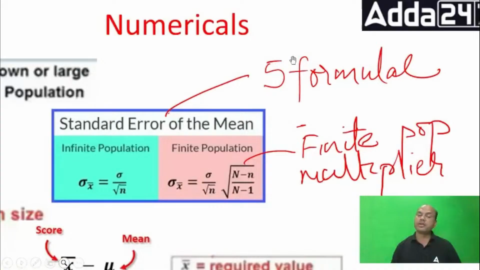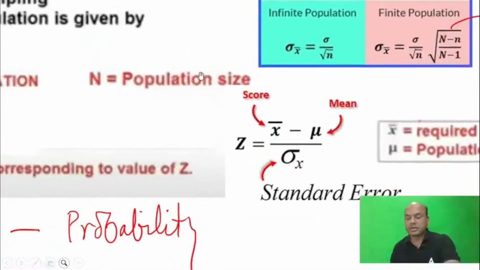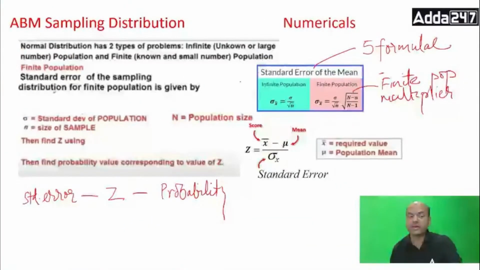There are five formulae for standard error. Kindly note, there are five formulae. Which are the five? Let me show you. First is this, infinite. Second is finite. Third one is in probability, where you have another formula. Fourth one is in correlation and regression. And fifth one is in estimation. So these are the five formulae.